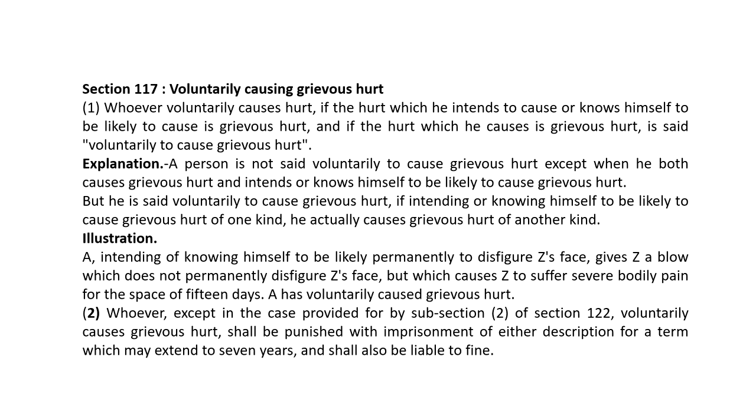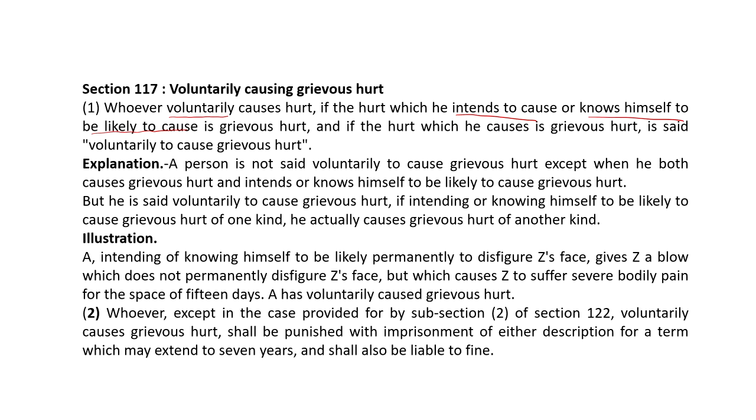Then section 117 defines what amounts to voluntarily causing grievous hurt. What the law says: whoever voluntarily causes hurt, if the hurt which he intends to cause or knows himself to be likely to cause is grievous hurt, and if the hurt which he causes is grievous hurt, is said voluntarily to cause grievous hurt. So the element of voluntariness is absolutely important. Again, accidental injuries are not to be included herein. Here we are talking about both intention as well as knowledge.